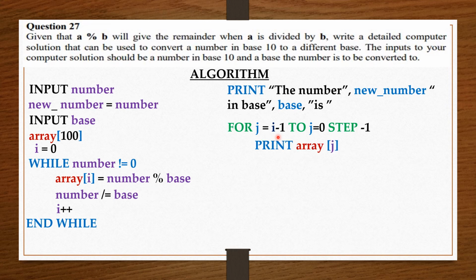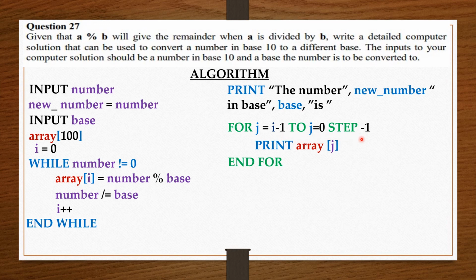Now this array j, we are starting from the last container, which is I minus 1. Anytime we print the remainder in that container, we end 4 and then we go back. Move back again, step -1, print the remainder in that container, then end 4, then move back. So keep moving back until j becomes 0, that is until j becomes the first container. So you are starting from the last container to the first container. That's why you are stepping -1.